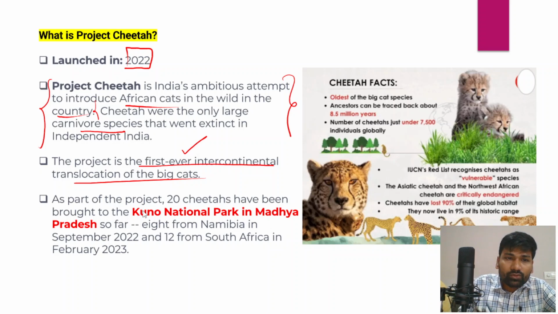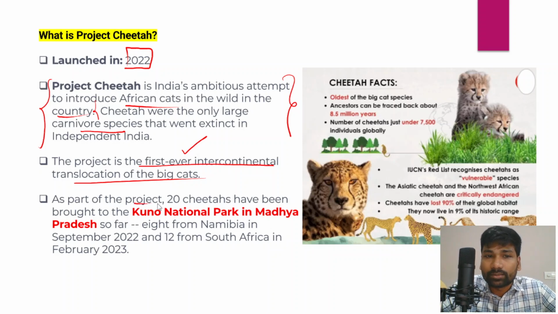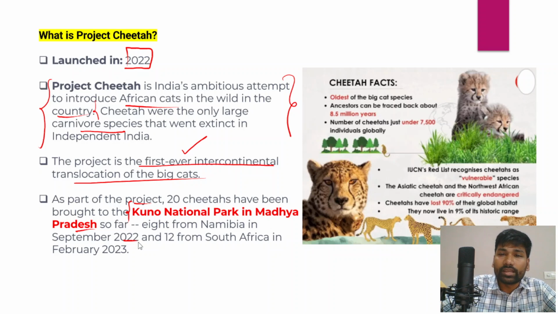Now, as part of Project Cheetah, 20 cheetahs have been brought from both Namibia and South Africa, and they were introduced in a national park in Madhya Pradesh, which is the Kuno Palpur National Park. So far, 8 cheetahs have been brought to India from Namibia in September 2022, and 12 cheetahs were brought to India from South Africa in February 2023.